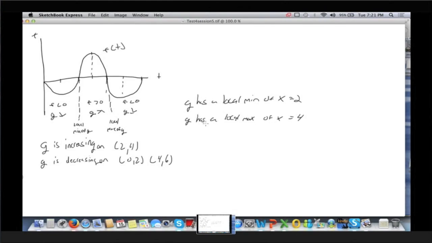Okay, can you read that last sentence that you just wrote? G has a local, what does that say? Max. And the rest of the sentence? Of x equals 4. Okay, that's not quite right. In fact, that was the thing that we had trouble with on that last test. The max is at x equals 4.